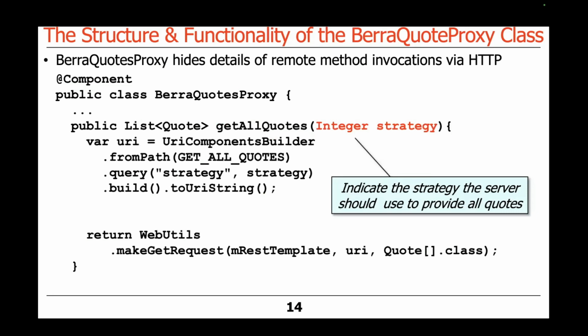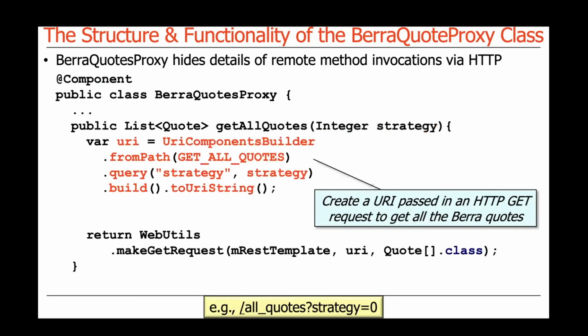This is the getAllQuotes method. It takes a strategy integer that indicates which service or which strategy should be used to provide the quotes. And here's where it gets fun. We then use something called a URI component builder to make ourselves a URI.